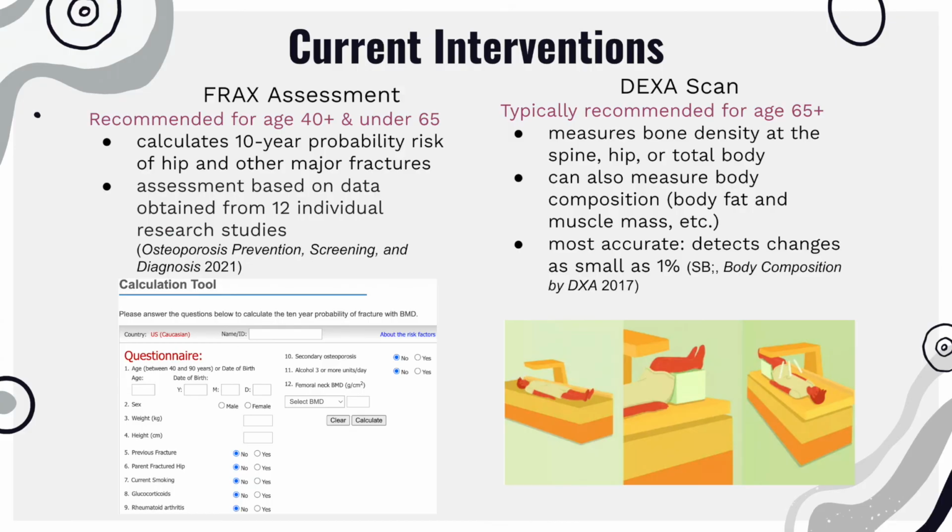Similar to the Q-Fracture, FRAX is a more accurate assessment currently used to gauge the 10-year probability risk of hip and other major fractures for those over age 40. Any patients with a FRAX calculated risk over 8.4% would be recommended for a DEXA scan and further treatment. DEXA is currently the most accurate and sensitive test, typically suggested for patients over age 65 but can be used for younger individuals. It measures bone density at the spine, hip, or total body and can also measure body composition.